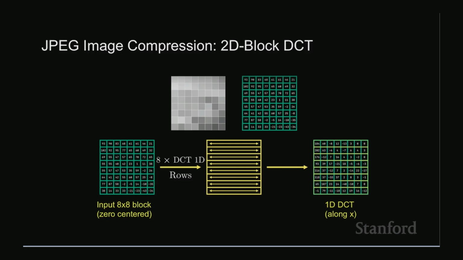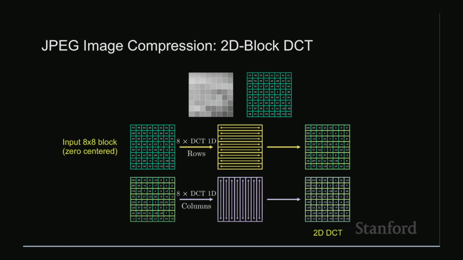So the way you work around this is, once you have this input 8x8 block, you first do 1D DCT along the rows. I'll do the DCT along the first row, then along the second row, and so on. That will give me the 1D DCT along X. Then I'll take this output and do DCT across columns. I'll do 1D DCT across the first column, the second column, and so forth. And both these steps combined give me the 2D DCT.